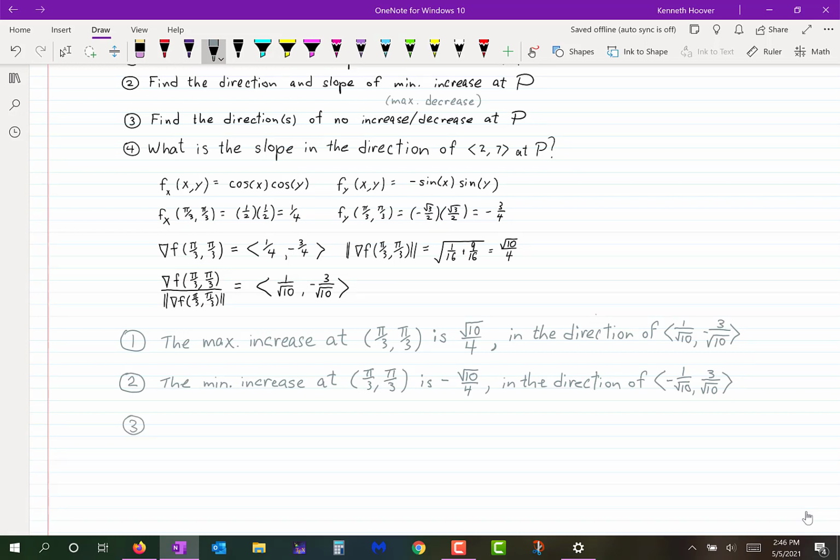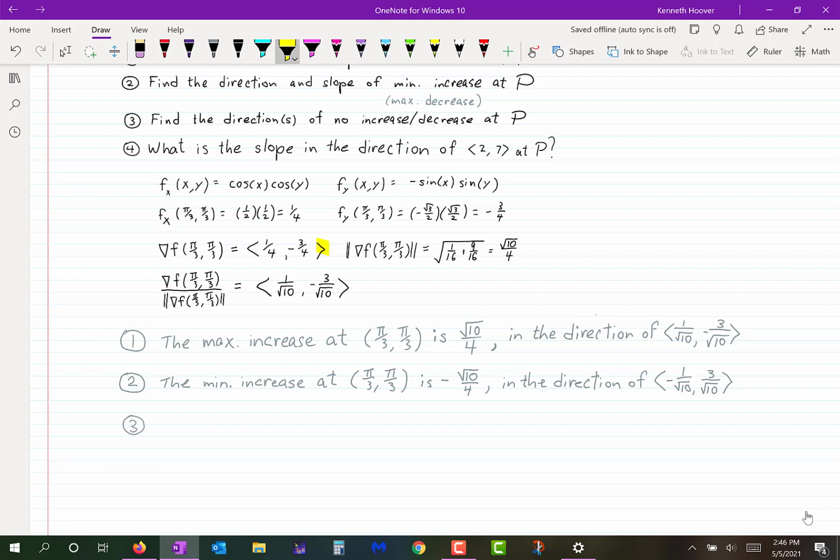We are asked to find the direction or directions, there's going to be 2, of no increase or decrease at P. What's that mean? If it's not going up or down, that means it's staying level, right? Remember that the gradient is orthogonal to the level curve. So if we want to find the directions in which this surface is level, all we have to do is find the directions that are orthogonal to the gradient. And that's super easy. I'm going to show you a trick for that.